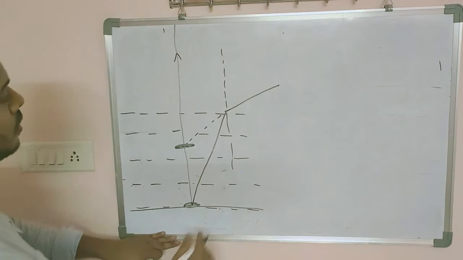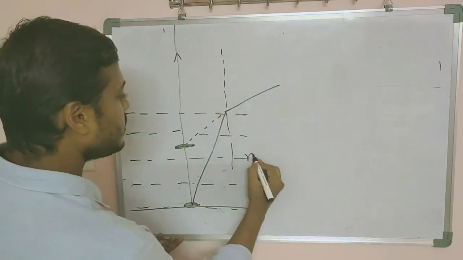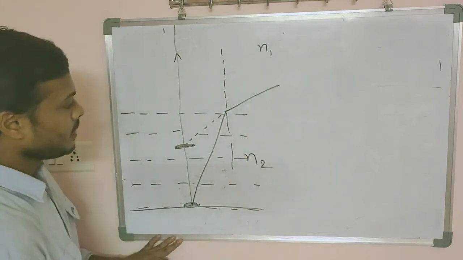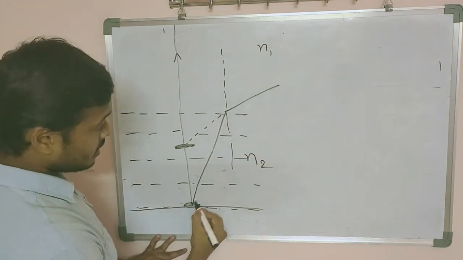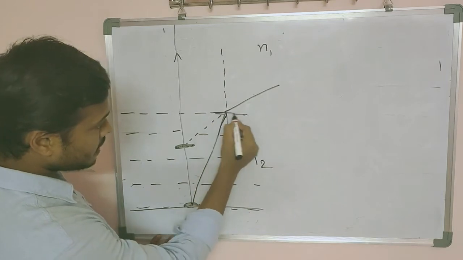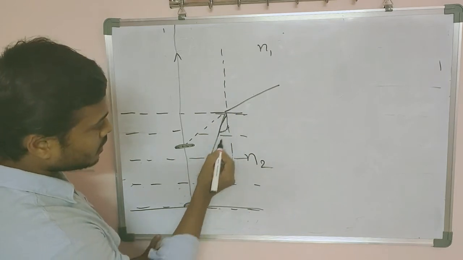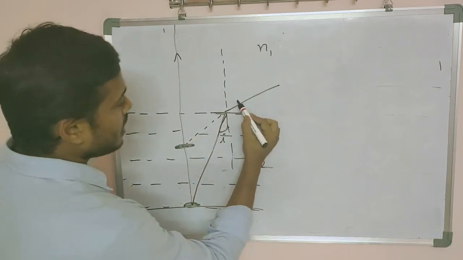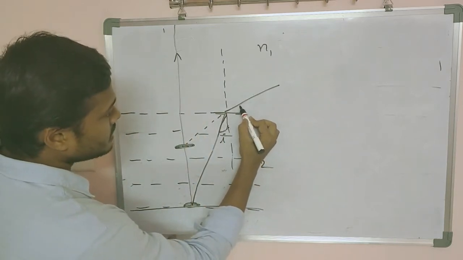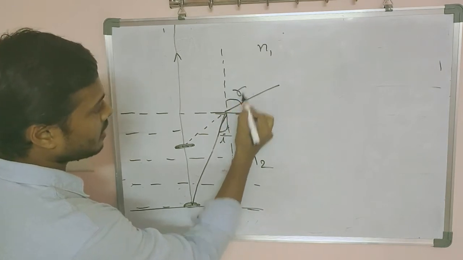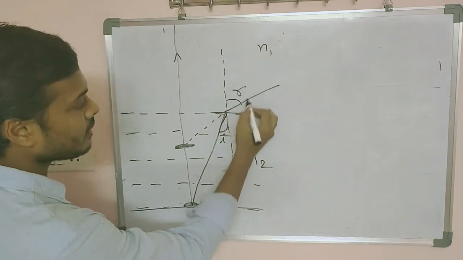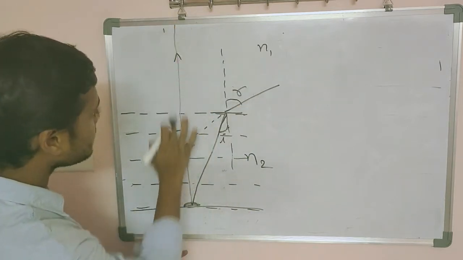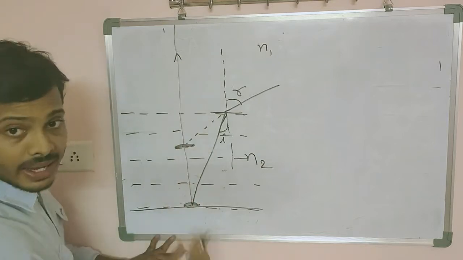Okay, now this is N2, this is the medium N1. Now this is the incident ray here on the boundary. So this angle is I. I am taking this angle as I, and this angle is R because this is the refracted angle. This angle is R, this angle is I. Now these two rays are parallel to each other.